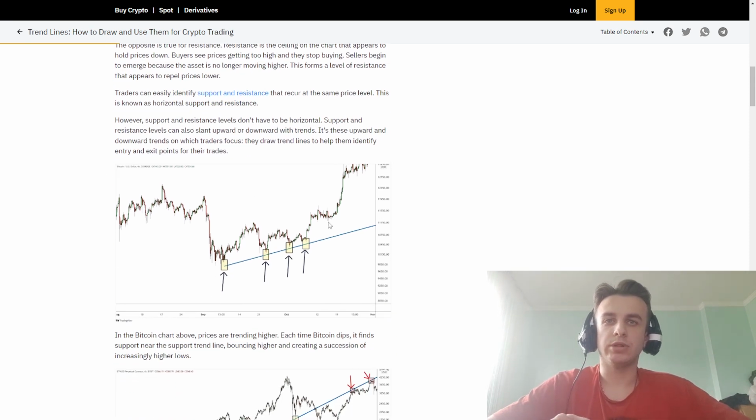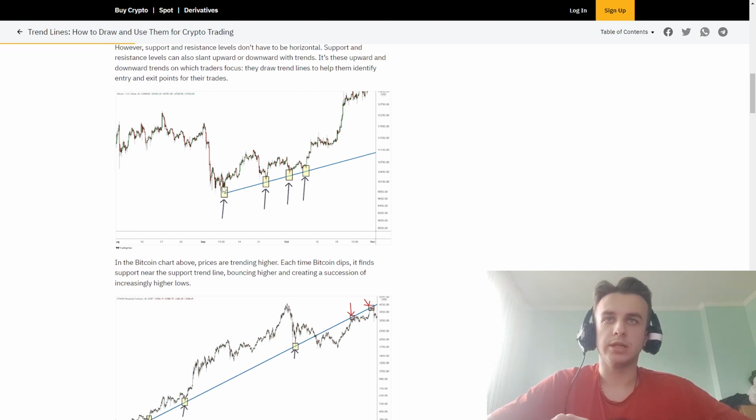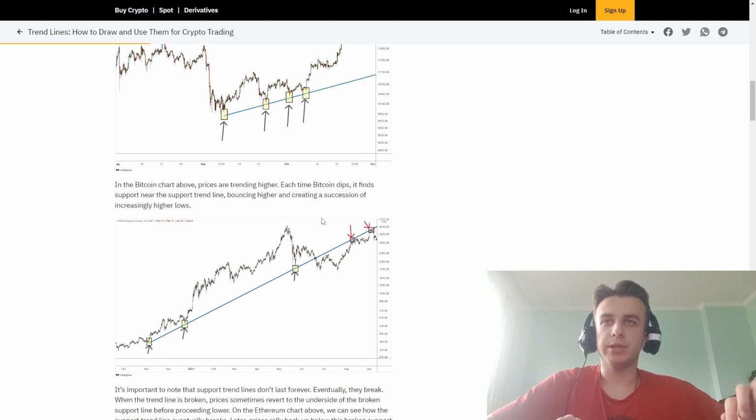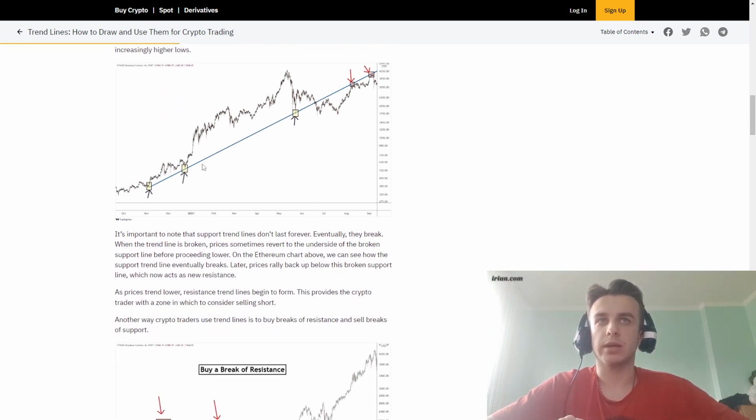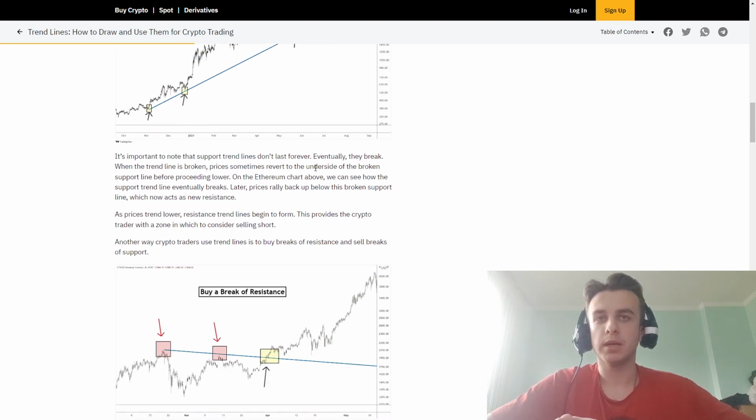Now you can check the trend line and how to draw it here, with just 1, 2, 3, 4 points. In the Bitcoin chart above, price is trending higher. Each time Bitcoin dips, it finds support near a support trend line, bouncing higher and creating the situation of incredible highs and lows. You can check 1, 2, 3, 4 and 5 points going up. It's important to note that support trend lines don't last forever.